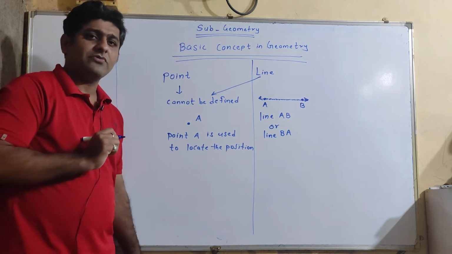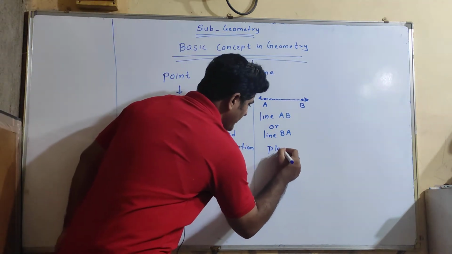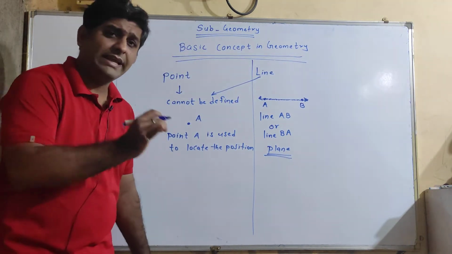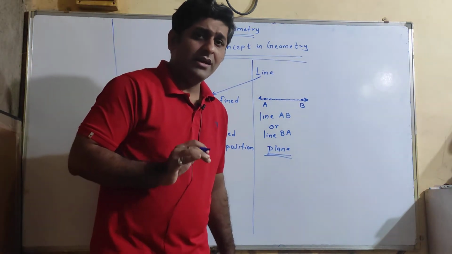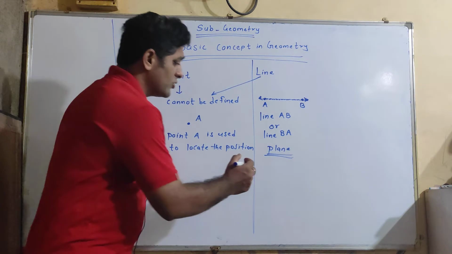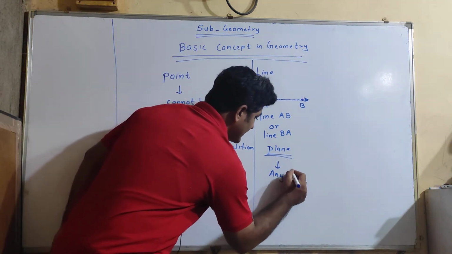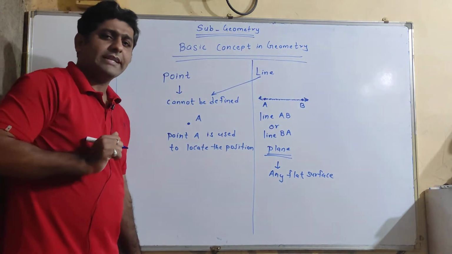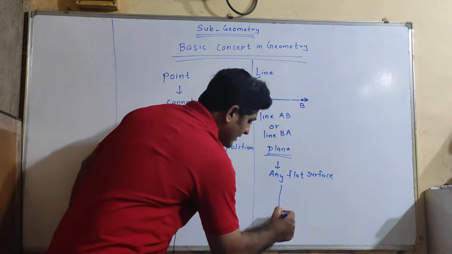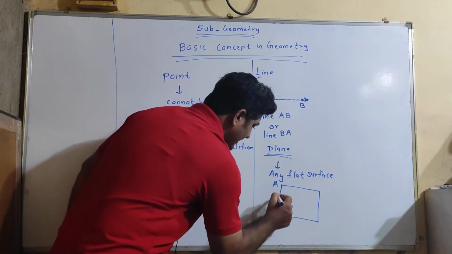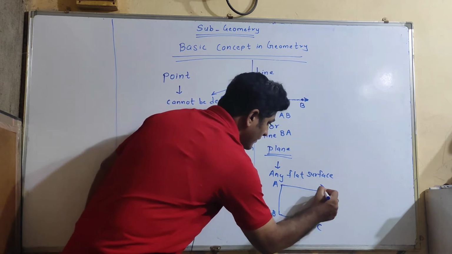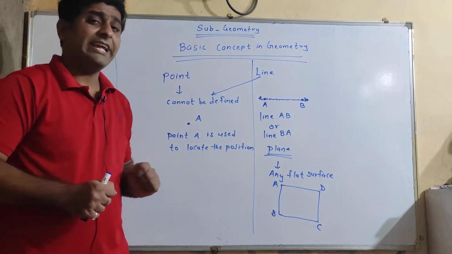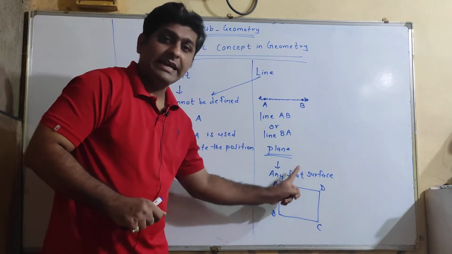Now the next concept that we are going to learn is a plane. Even a plane is an undefined concept in geometry. But what exactly is a plane? Any flat surface is what we call a plane. I can draw it like this, and if I name this plane, this is plane ABCD. So a plane is any flat surface.